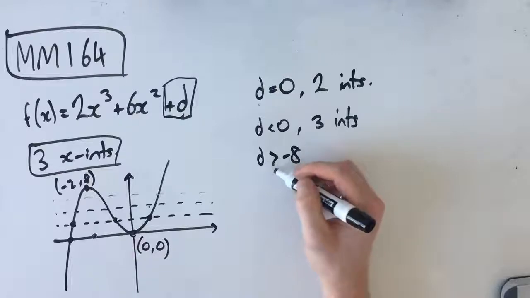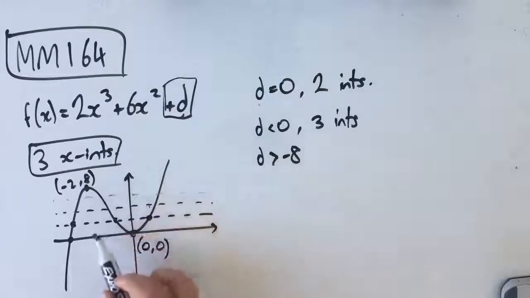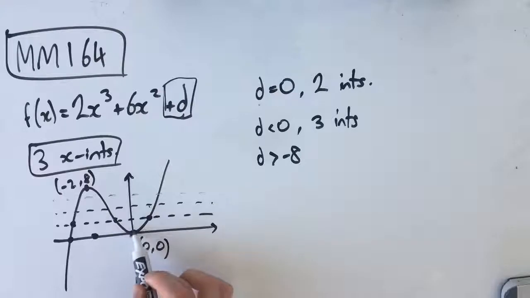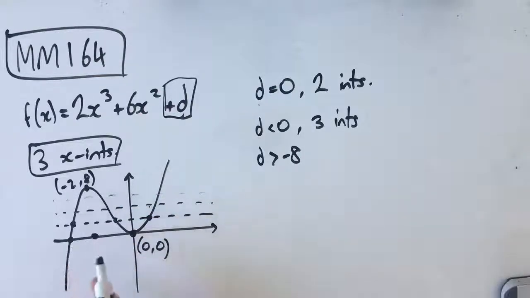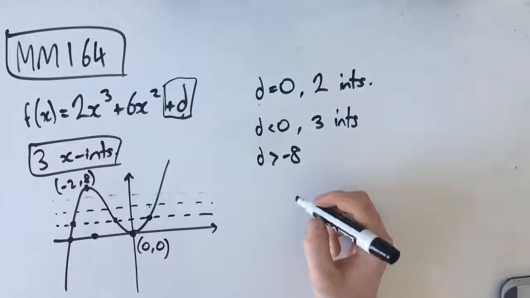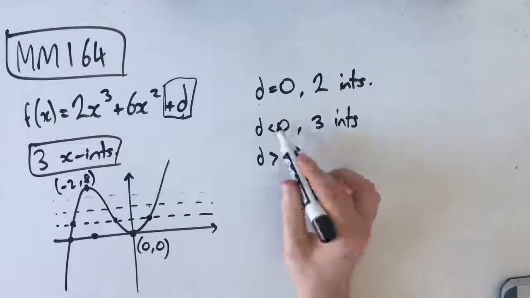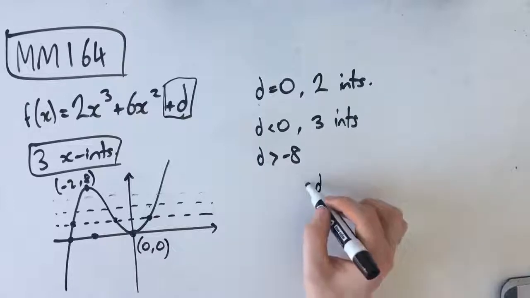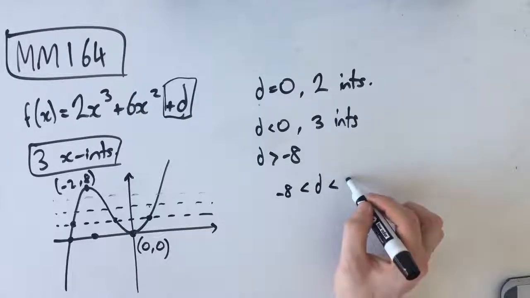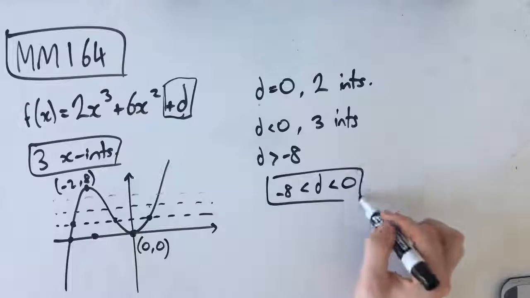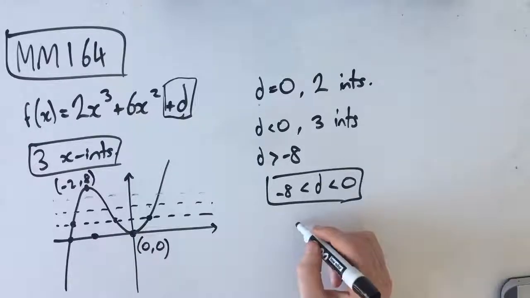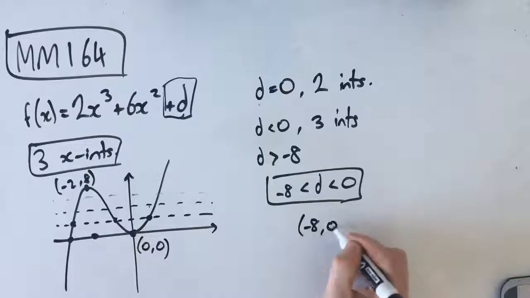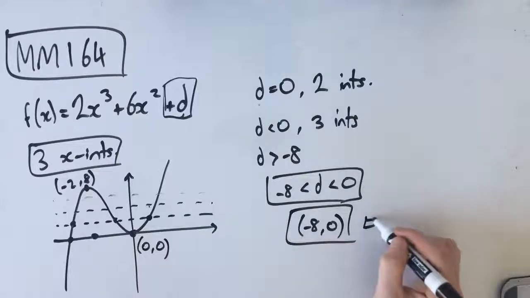This does not include -8, because if we moved it down by 8 exactly, it would still have only 2 intercepts. It has to be moved down by less than 8. So that means that d lies between -8 and 0, right? Because it's greater than -8, but less than 0. So between -8 and 0 is our answer. I've written it in a different way, which is -8 to 0. Awesome. This gives us an answer of E.